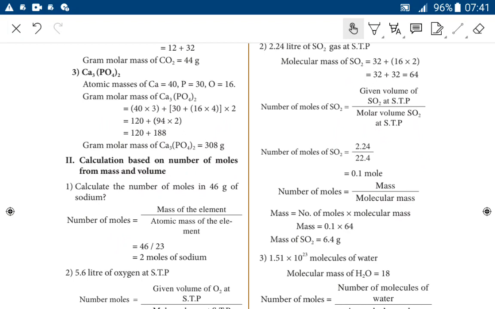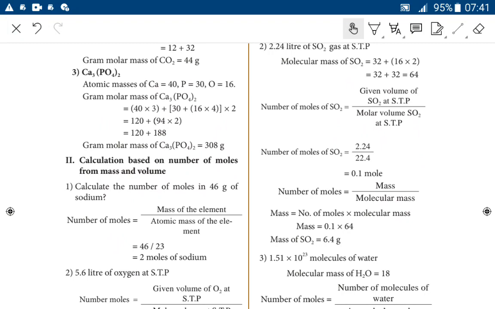When it is given sodium, calcium or potassium, copper, aluminum, like that, all these are in element form, that is atomic form. So the mass by atomic mass formula can be used. So 46 is the mass of the sodium given, divided by its atomic mass 23. So 46 by 23, when you cancel, you will get 2 moles of sodium.